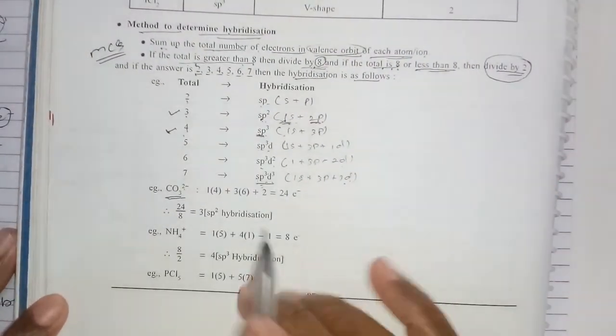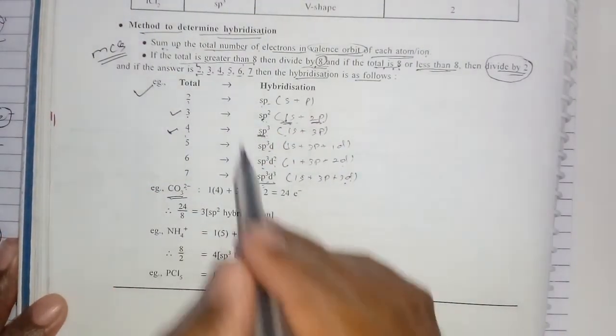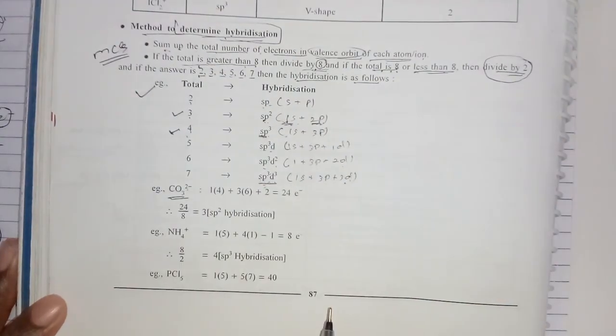Okay, so from this table we can easily determine the hybridization.